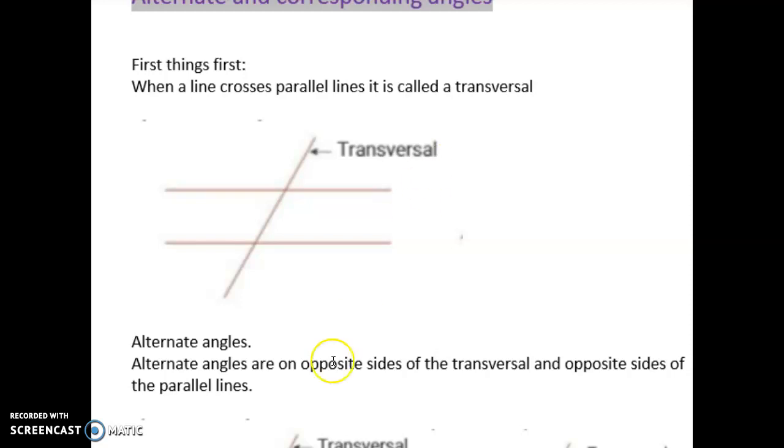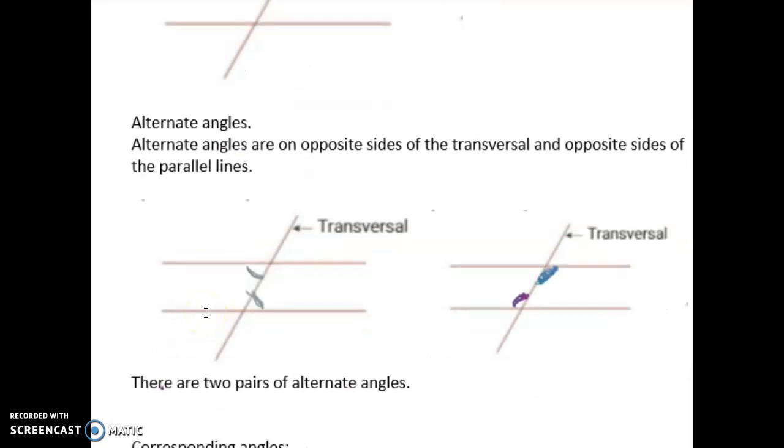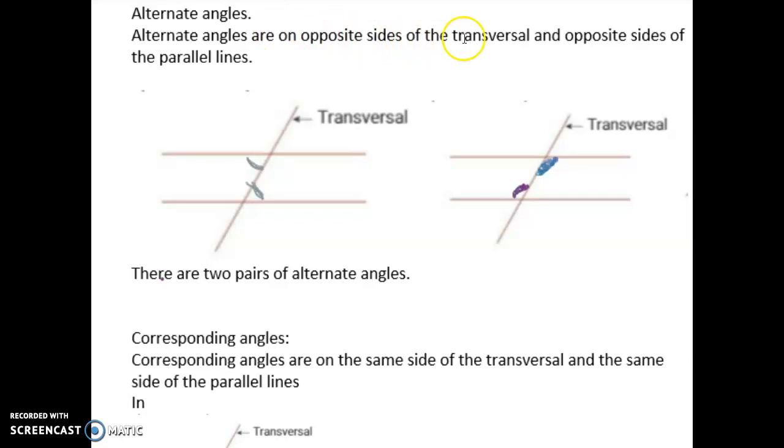The first things we're going to look at are alternate angles. What can we say about alternate angles? They are on opposite sides of the transversal and opposite sides of the parallel lines. So here's our transversal, there are the parallel lines. On opposite sides of the transversal and opposite sides of the parallel lines, we have one pair of alternate angles, and over here we have another pair. Remember, they're on different sides of the parallels, so one's below the parallel line, one's above, and they're on different sides of the transversal. They are our pairs of alternate angles.